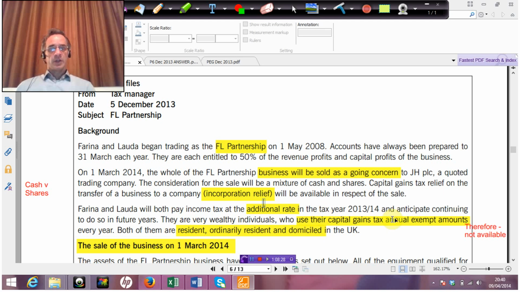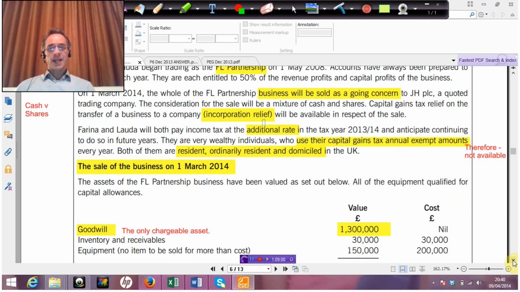Okay, so in terms of the detail for Farina and Lauda, we're told that they're additional rate taxpayers, that could be relevant in the future for us. They're using up their annual exempt amount, so we know that we're not going to be using those at all because they're not available. And also, thankfully, they're resident, ordinarily resident, and domiciled. So that makes things a little bit more straightforward, particularly from an IHT perspective. There's no messy business in relation to location of assets. Okay, so then we get some details on the sale of the business.